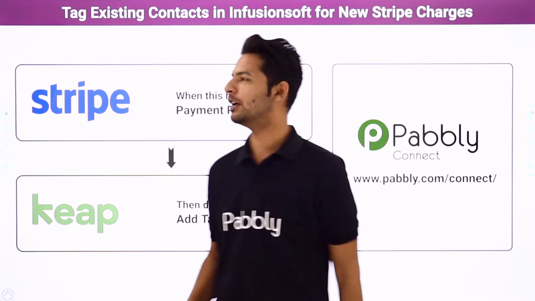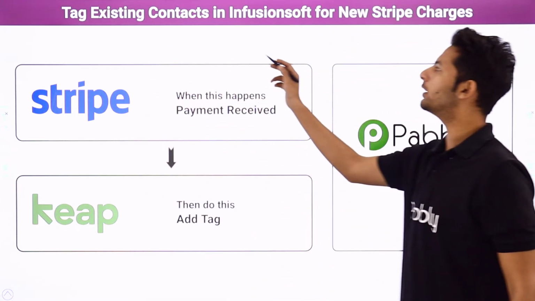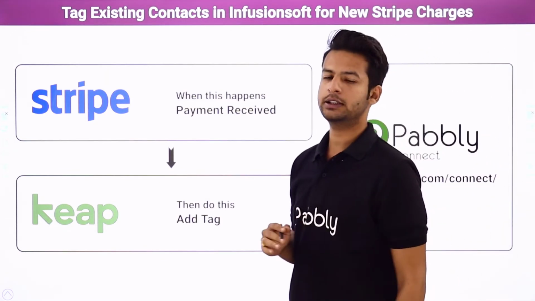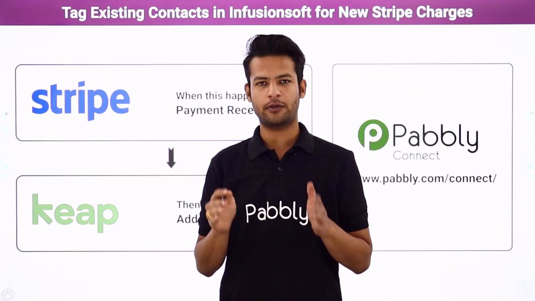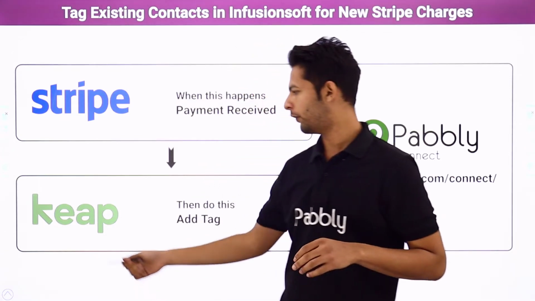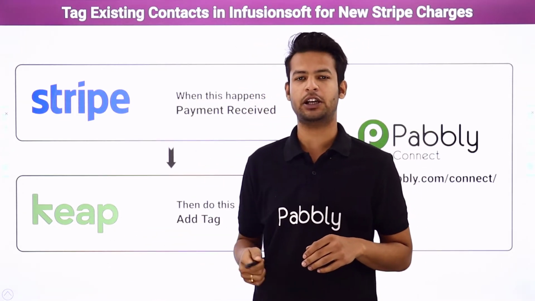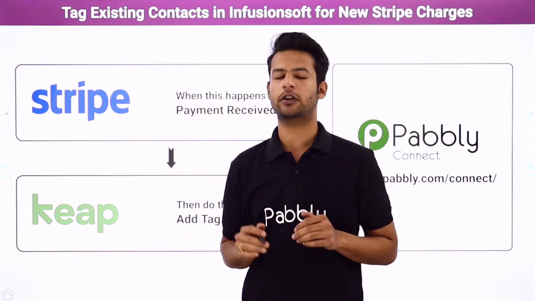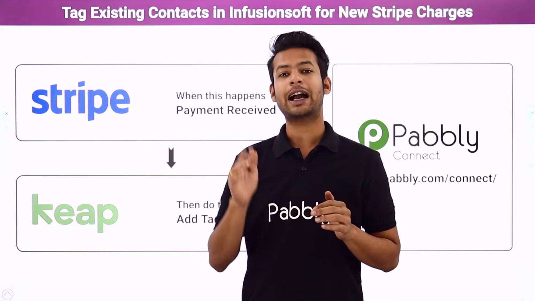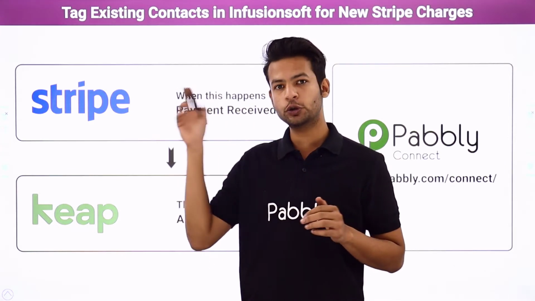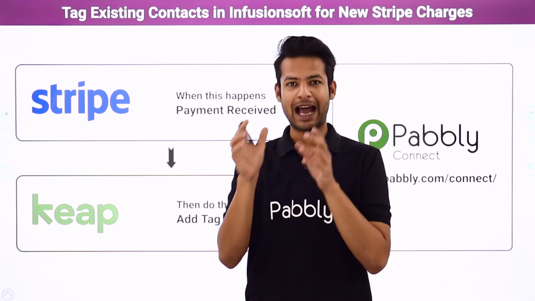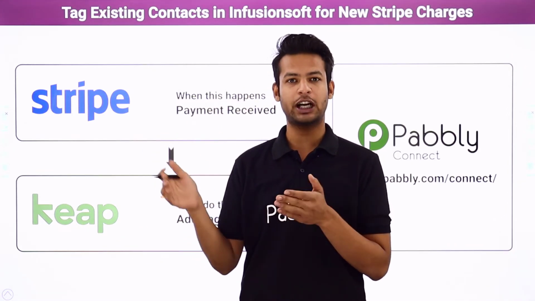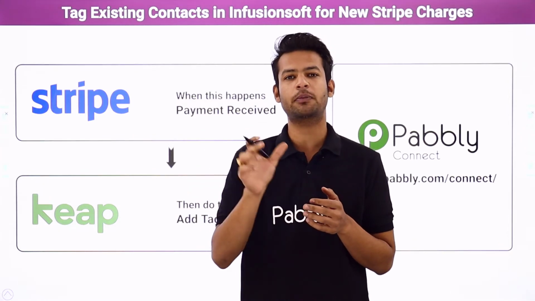Today in this video we will learn how to tag existing contacts in Infusionsoft for new Stripe charges. Imagine you are running a business and you are using this software Keep, which is a CRM application for your business. In Keep you have thousands and thousands of contacts. You want the customers who have done the payment through Stripe to have a tag in your Keep account so that you can identify them.